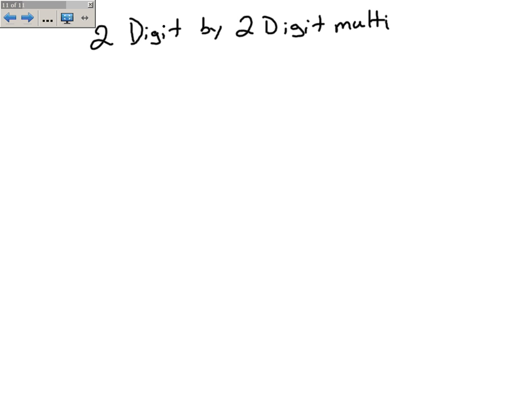All right, today we're solving two-digit by two-digit multiplication. But first, I want to review a couple of things. Let's try this problem first.